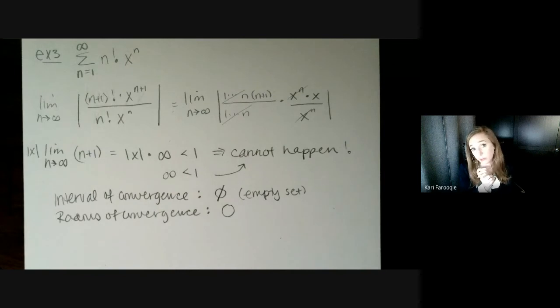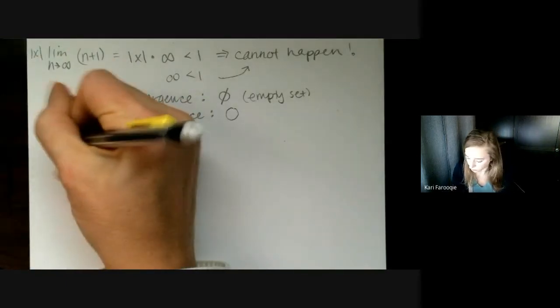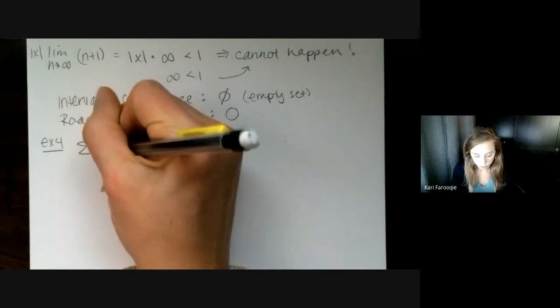So I showed you example 1, where we had an interval of convergence and a radius of convergence. For example 2, you saw a situation where no matter what x was, you're going to have convergence regardless. And then in example 3, you saw the opposite scenario, which is no matter what x is, there's no way you're going to get this series to converge.